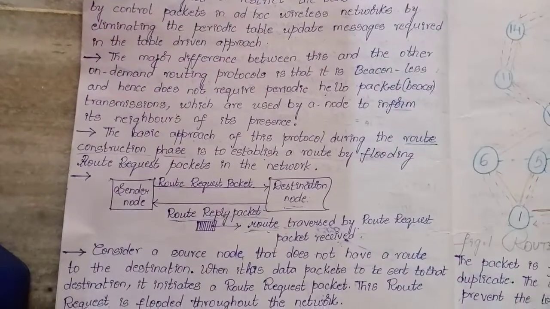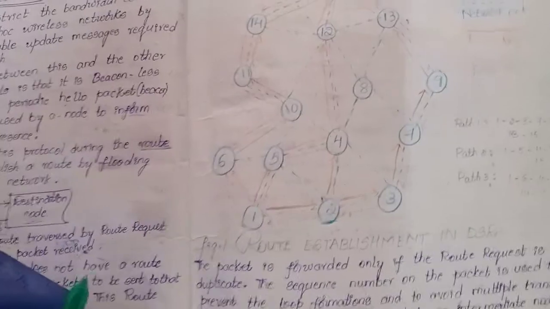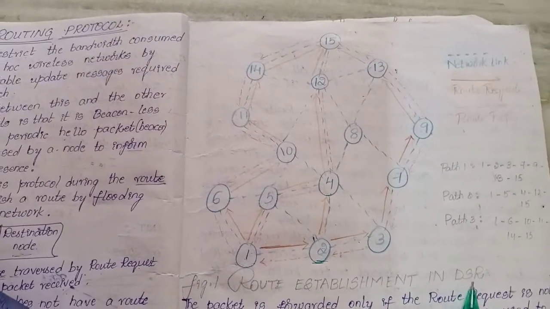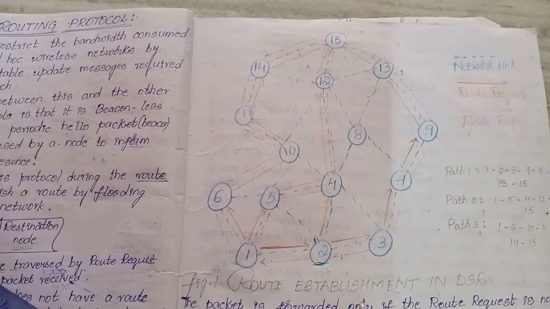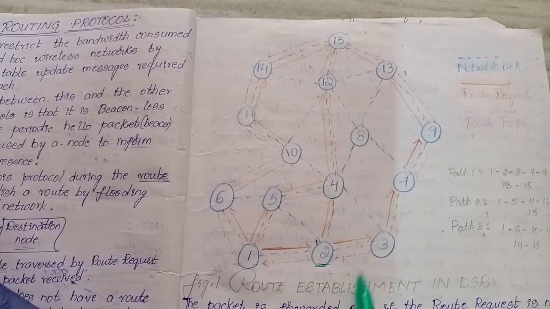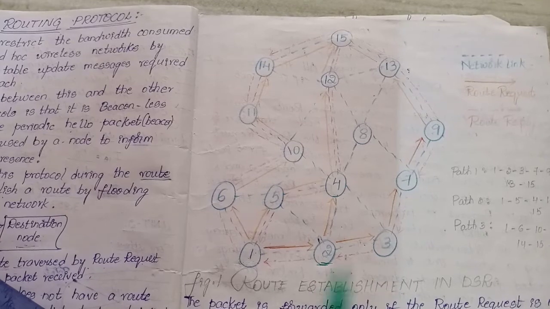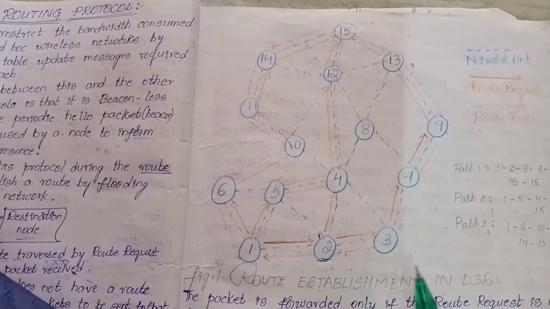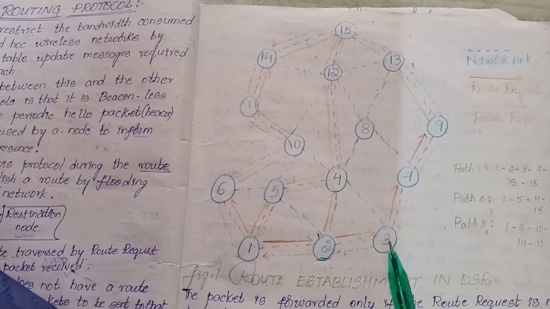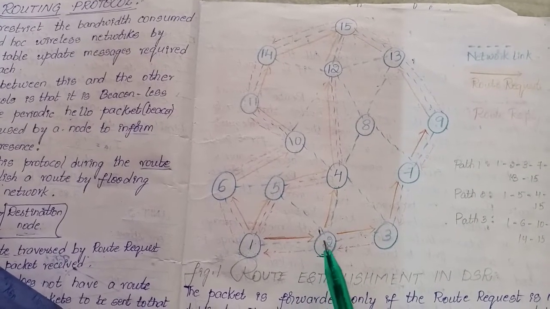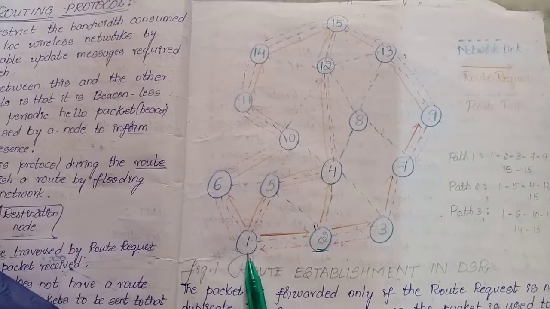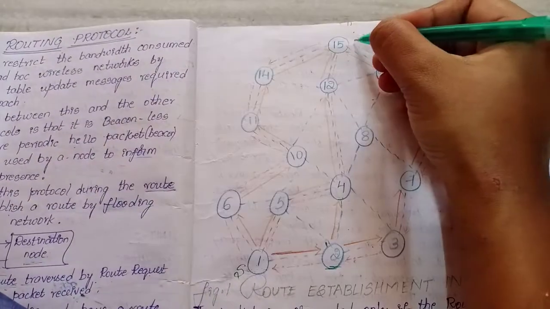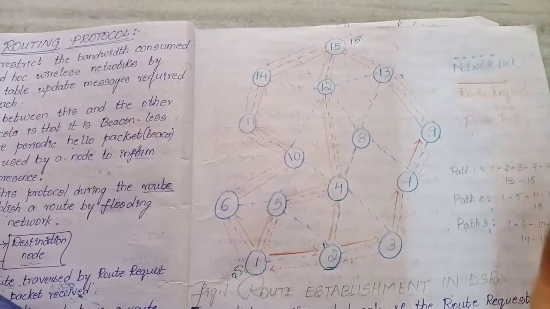I'll explain again. Here, let us consider the same example, route establishment in DSR. In WSN, wireless sensor networks, this diagram is mandatory for every protocol which you read in this subject. It's not just a joke, it is important to draw this diagram in exams also. See, here node 1 is our source node and node 15 is our destination.